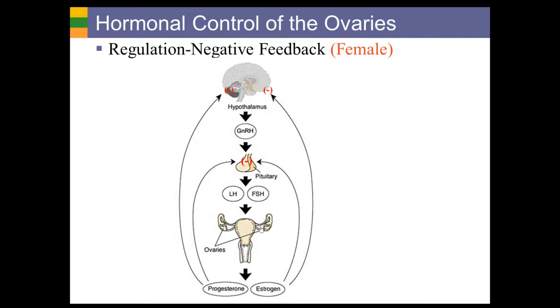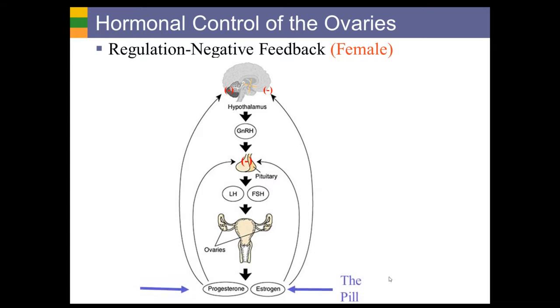And then those hormones target the ovaries in females, leading to the release of progesterone and estrogen. In females, this whole process is cyclical at certain times of the month. These hormones from the hypothalamus are at higher levels, and therefore LH and FSH are at higher levels than at other times of the month. Progesterone and estrogen feed back onto the pituitary gland and the hypothalamus. This is classic negative feedback. So as estrogen and progesterone levels rise, there is less release of LH and FSH, and less release of these hormones from the hypothalamus.